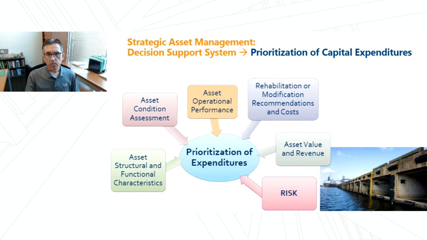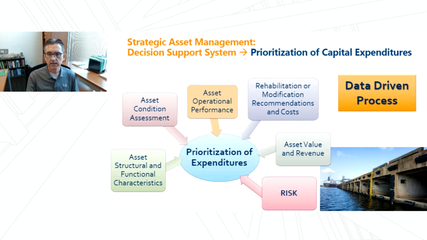So this decision support system is essentially there to prioritize capital expenditures, and it is a heavily data-driven process. And some of the data types that are used would be the asset operational performance requirements, the value of the asset and how much money is made from that maritime structure, what are its functional and structural characteristics, and then certainly the topic that we're covering today is what is the condition of that asset at present now, or what might it be in the future?